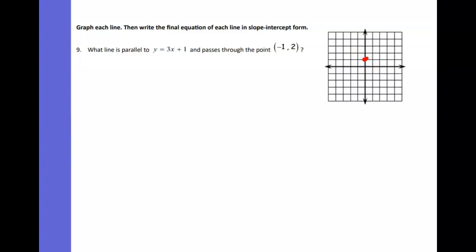I start at my y-intercept of 1. I go up 3, 1, 2, 3, and over 1. Or I could go down 3 and to the left 1. So there's my first line. My given line is right there. And what we're looking for is the line that's parallel and passes through -1, 2. So it's going to go through this point right there.